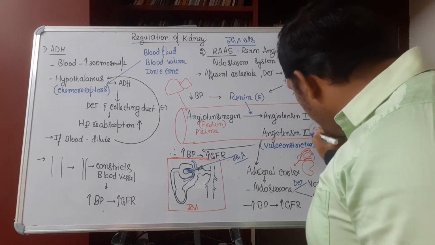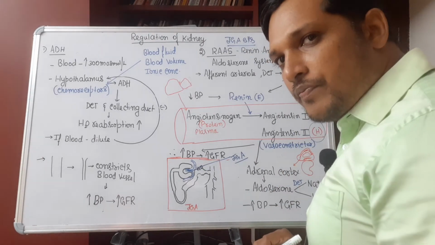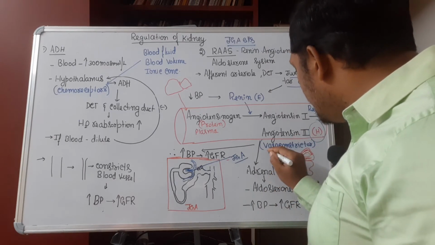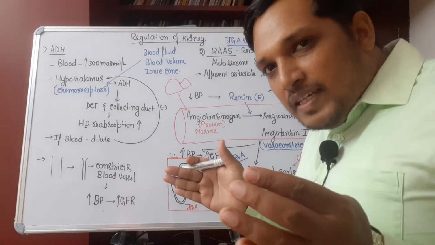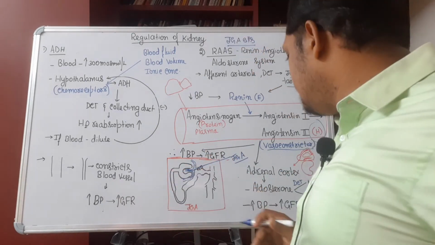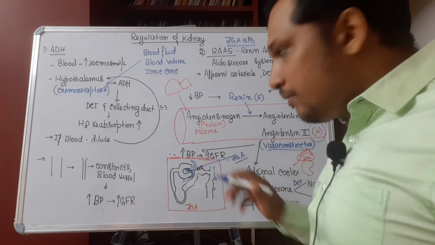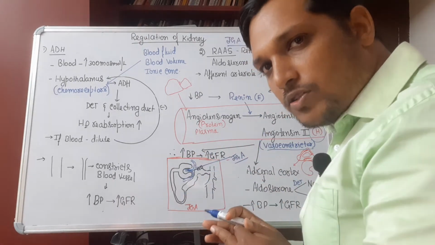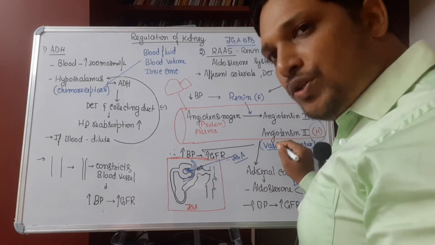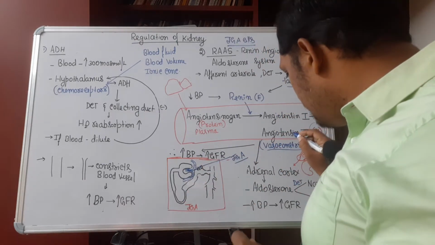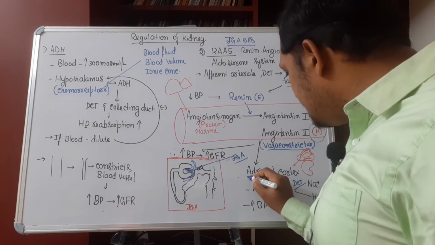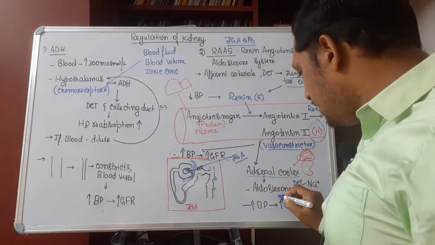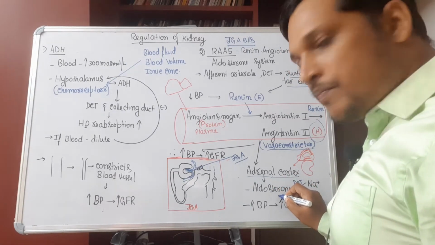Angiotensin 2 acts as a hormone. What is the action of angiotensin 2? It is a potent vasoconstrictor, which means it has the capacity to constrict the arterioles. As a result, there will be an increase in BP. When BP increases, glomerular filtration also increases. Apart from that, angiotensin 2 has one more role, whereby it will stimulate the adrenal cortex present above the kidney. As a result, the adrenal cortex secretes a hormone known as aldosterone.